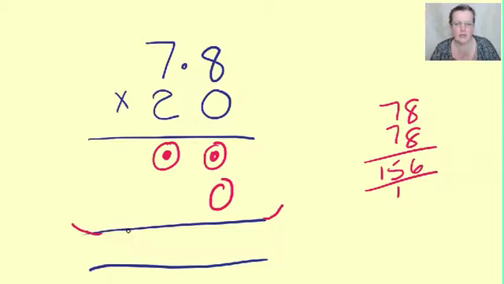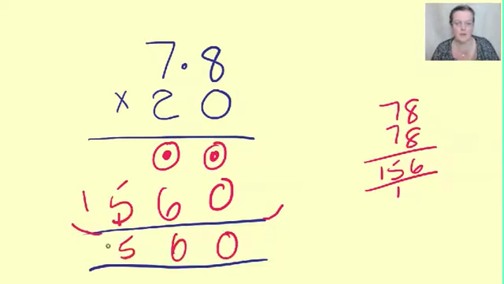Put down the 0. 2 times 8 is 16. 7 times 2 is 14, and 1 is 15. Now let's add them up. 0, 6, 5, 1. How many numbers after the decimal? 1. So we count it in 1.